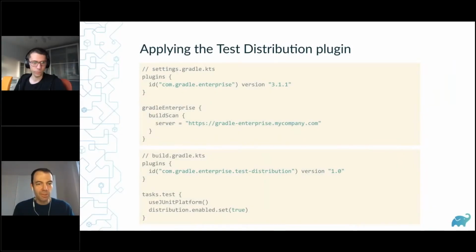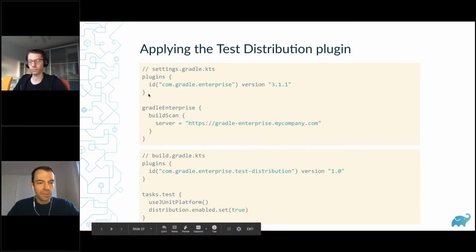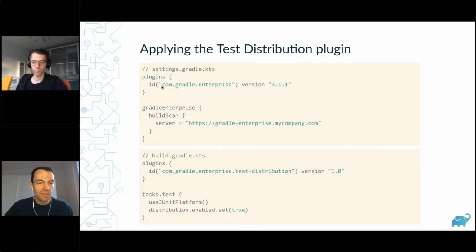First off, the configuration that you need to apply the test distribution plugin. This assumes you're already on Gradle 6, but as I will show later, it also works on Gradle 5. You would, in a Gradle 6 build, have the Gradle Enterprise plugin as a settings plugin, and then also configure your Gradle Enterprise server in the settings script here.